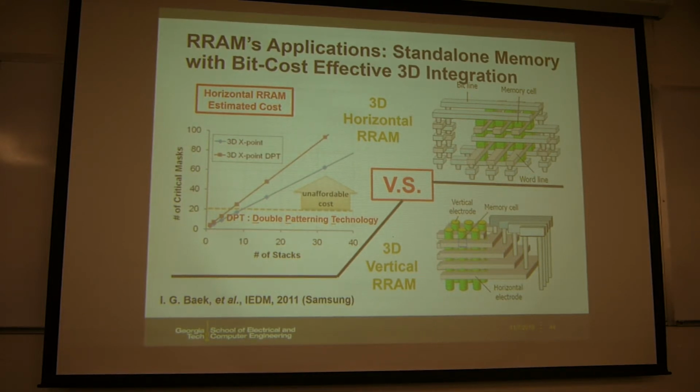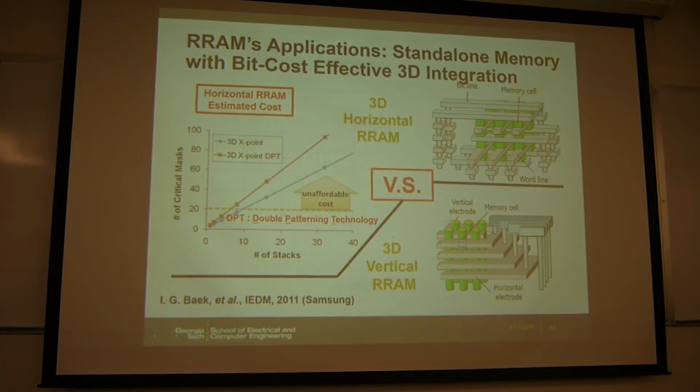But another possibility is that we can do this so-called bit-cost-effective 3D integration. So basically the same as the vertical channel NAND flash. The first one is this horizontal RRAM. This is basically the same as simply stacking layer by layer. So you have the cross-point array stacked over each other, layer by layer. You have to use lithography to define the features in each layer. So the number of litho steps, or number of masks, increases as the number of layers or stacks increases. So this is not very cost effective.